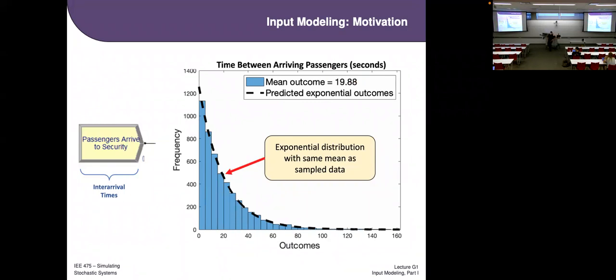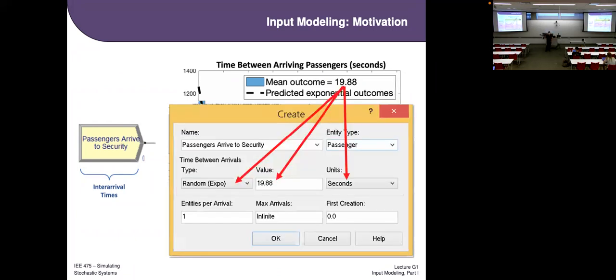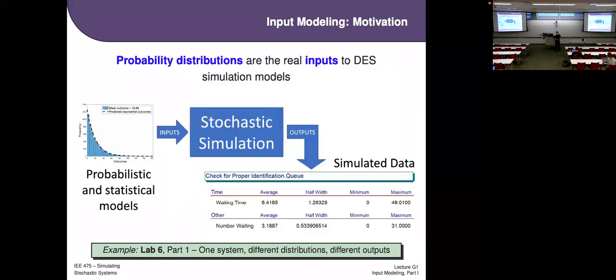Once we have the family and all of its parameters, we'll be able to go into Arena and, like you've already started to do in your labs, say for passengers arrived to security, it's an exponential, it has this parameter, it has these units. We have to make sure we're careful about the units, and that allows us to simulate arrivals that hopefully match what goes on in the real world. And so that's kind of our big thing here.